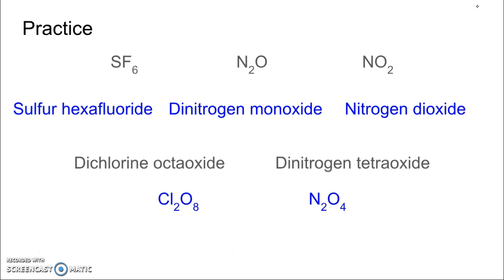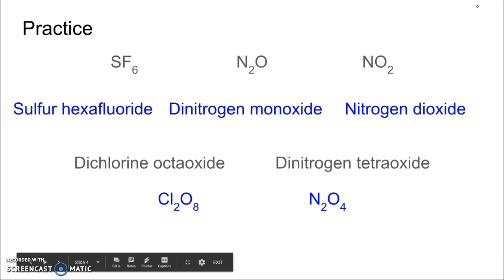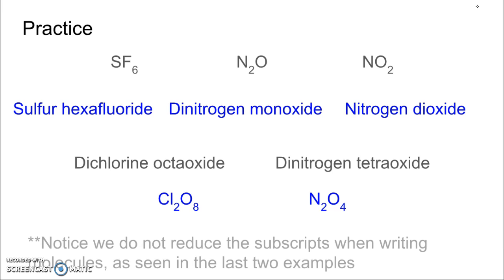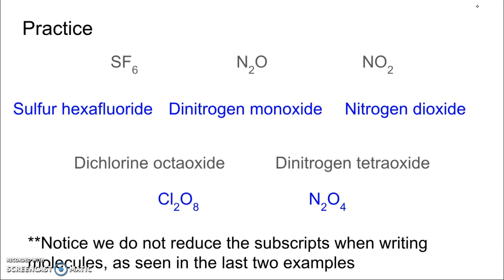properties. And so it's really important when we do these that we include all of the subscripts and that we don't reduce them. So for example, dinitrogen tetroxide, you would never reduce the subscripts to say NO2. That would make it look like nitrogen dioxide. These 2 things are completely different. We can't reduce the subscripts because that would change the name. So yes, please notice we don't reduce the subscripts.